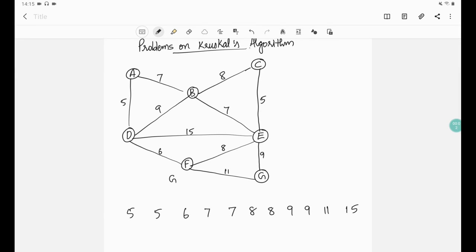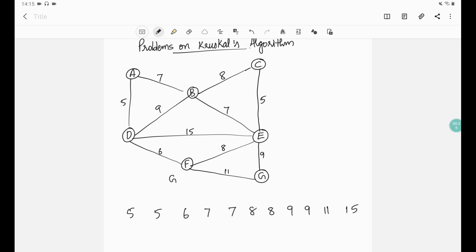Hi friends, today we will be doing a problem on Kruskal's algorithm. Kruskal's algorithm is used to find the minimum cost spanning tree of a given graph capital G. So here we are given a graph called capital G. It has a set of vertices and edges. Now we have to find a minimum spanning tree or minimum cost spanning tree from this given graph. And the algorithm that we are going to use is called Kruskal's algorithm.